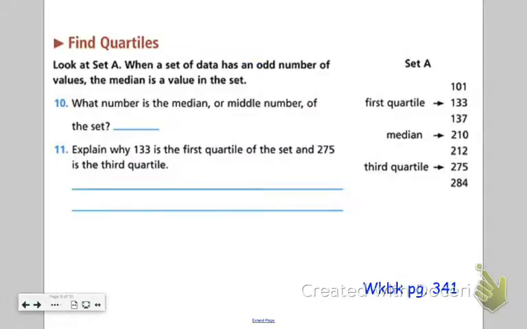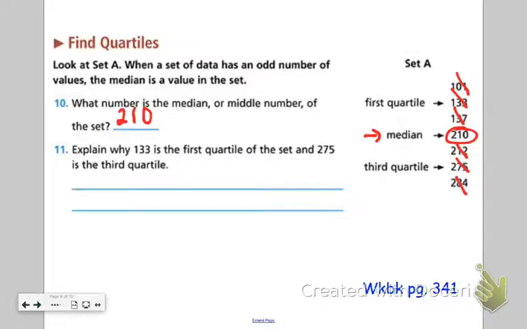So let's take a look at page 341. Look at set A. When a set of data has an odd number of values, the median is a value in the set. So if you take a look here, what number is the median, or the middle number of the set? Well, the median is your 210. If you were to cross them off and work your way into the middle, you can see that the median is 210. It's actually a number that's part of the data set.